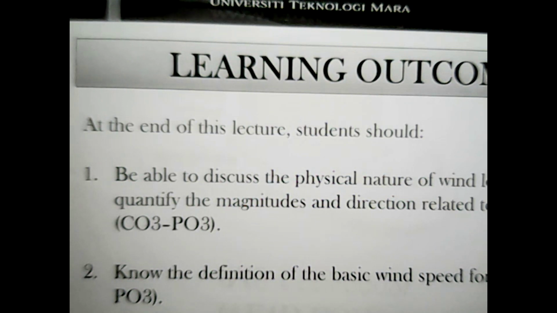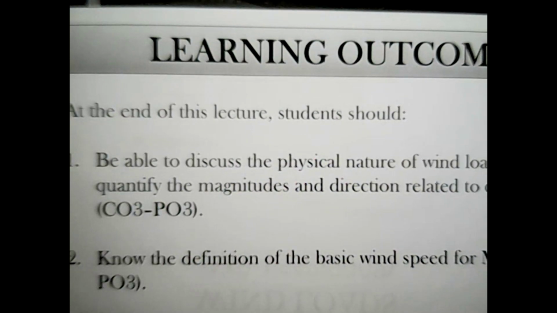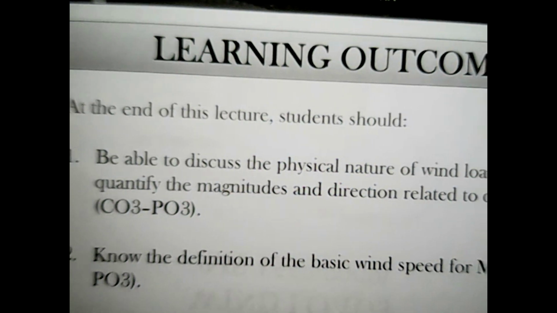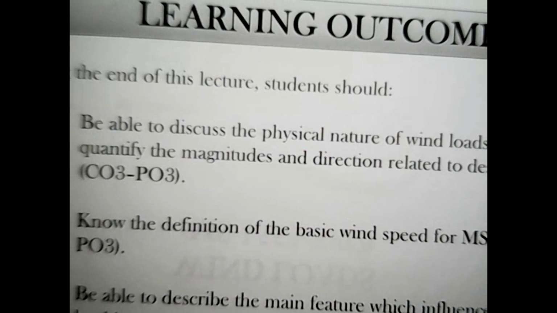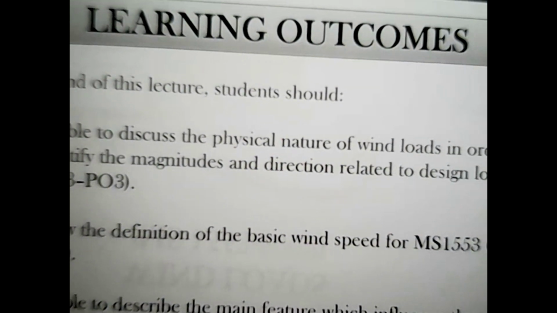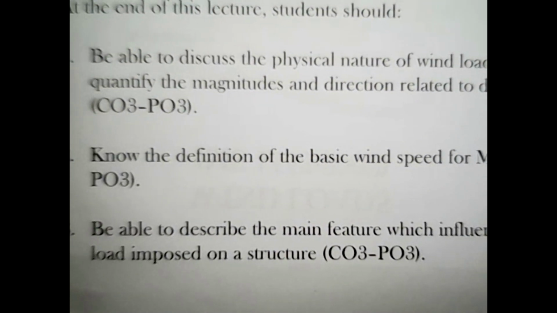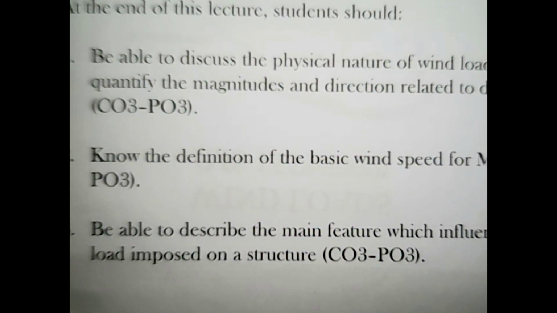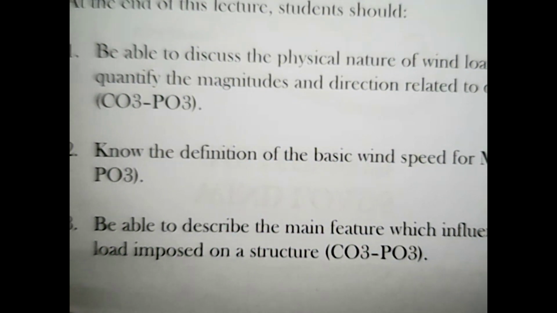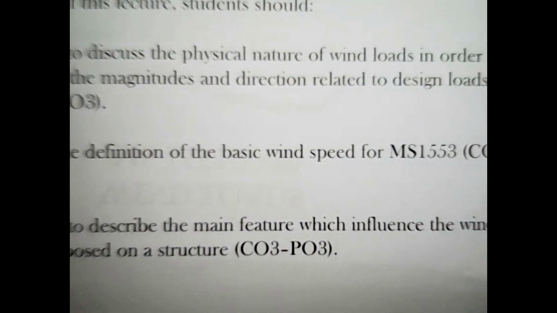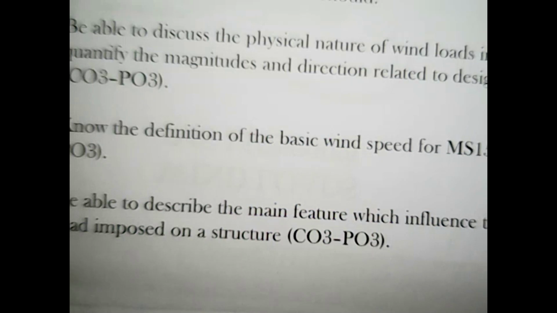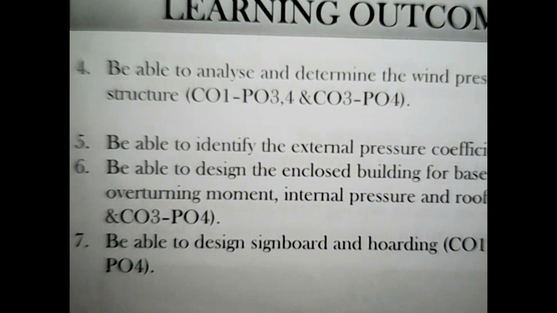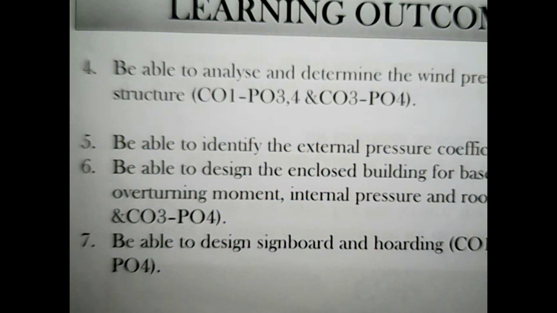As for the learning outcome, at the end of this lecture, students should be able to discuss the physical nature of wind in order to quantify the magnitudes and direction related to the design load, know the definitions of the basic wind speed, be able to describe the main features which influence the wind load imposed on the structure, be able to analyze and determine the wind pressure, which is the main important part in this topic.